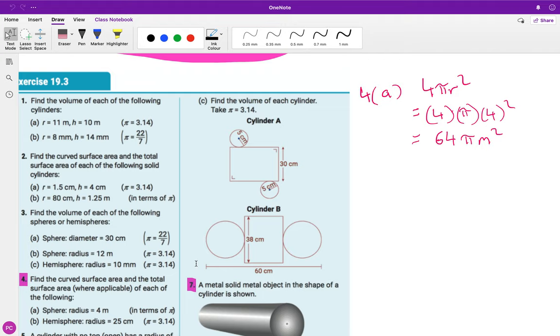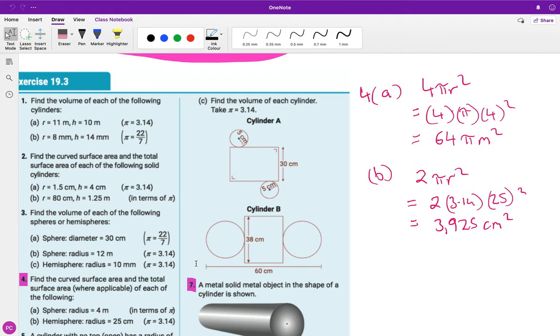A hemisphere is slightly different. For part B, we're asked to find the curved surface area and total surface area of a hemisphere, because there is a flat bit on a half a sphere. The radius is 25, and they're giving us pi this time, so we're not going to have pi in our answer. Our formula to find the curved surface area of a hemisphere is 2 pi r squared. So that's going to work out as 2 times 3.14 times 25 squared. We multiply that out in a calculator, and that gives us 3,925 centimeters squared. That's the curved surface area.